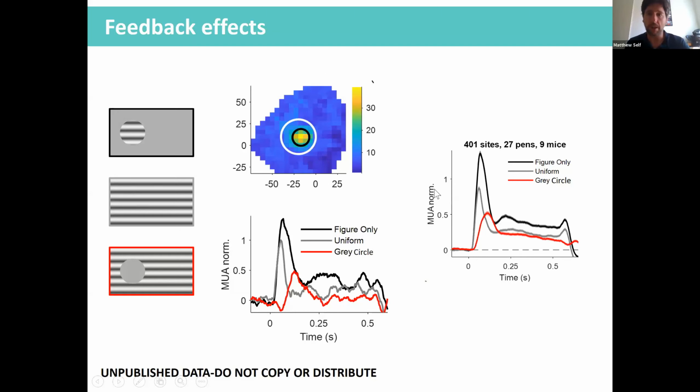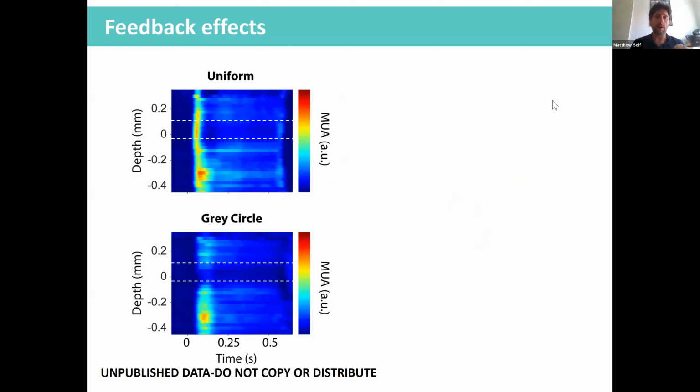So here you see the population activity. You can see, again, this delayed activity in the gray circle condition. But towards the end of the response profile, it actually reaches a level pretty similar to the uniform condition. Okay, so it produces strong spiking. Let's have a look across the layers. So now I'm just going to compare the uniform condition to the gray circle condition.